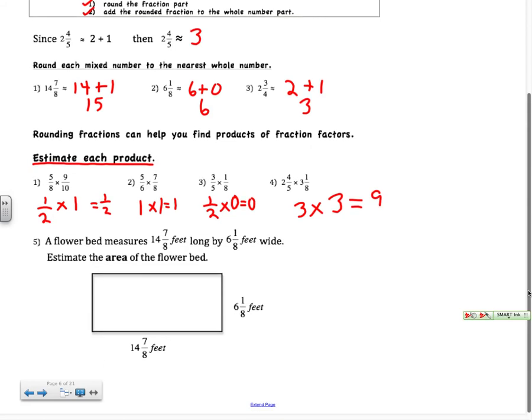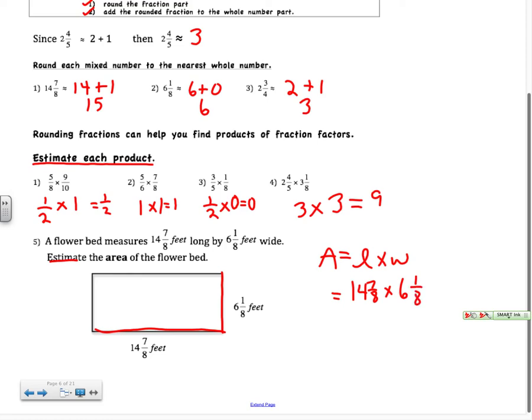Okay, here's a real life application situation. A flower bed measures 14 and 7/8 feet long, so that's this dimension, by 6 and 1/8 feet wide, that's that dimension. Estimate the area of the flower bed. Area means the inside of that figure. So to find the area, the formula, I'll get a little bit of algebra in here, is length times width. So the length is 14 and 7/8 feet times the width is 6 and 1/8 feet.